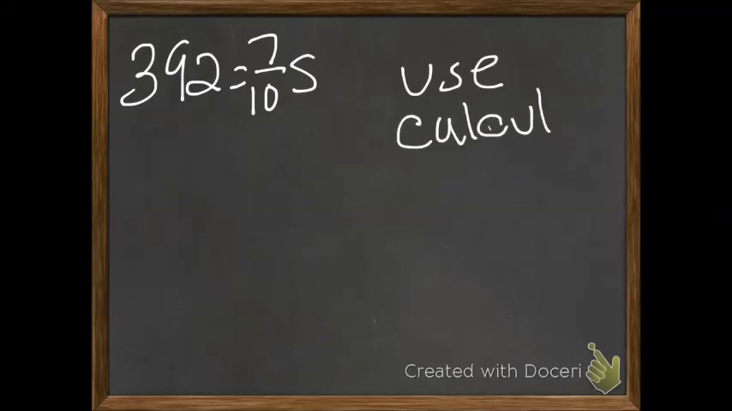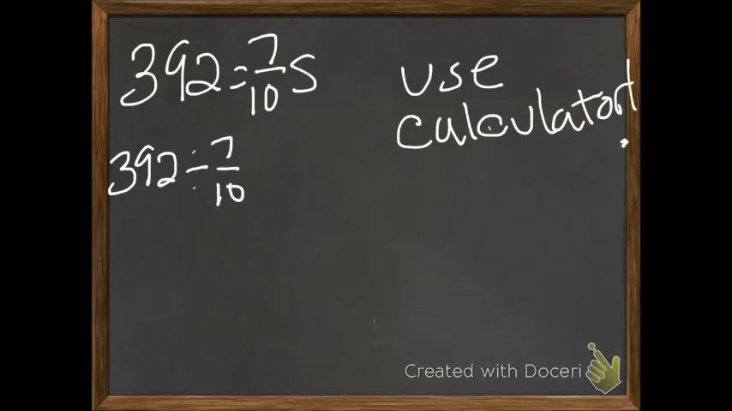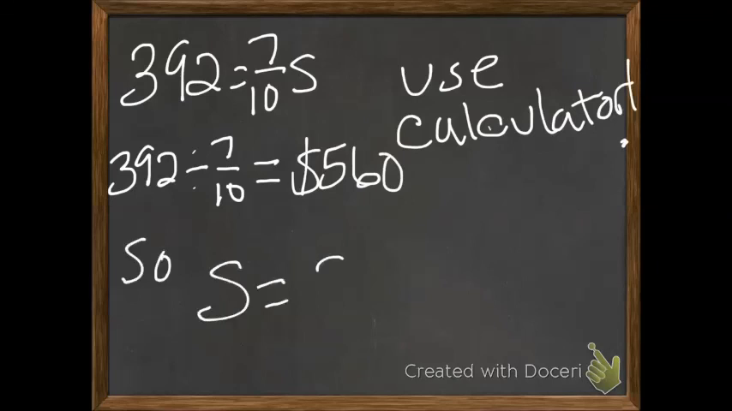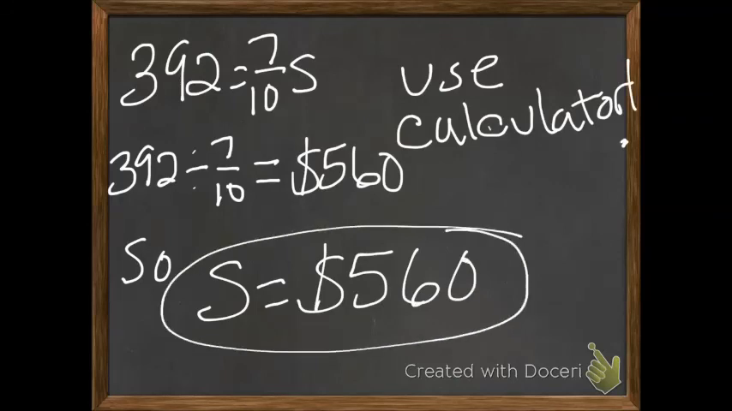At this point, I'm going to use a calculator to solve my problem. I'm going to divide by 7/10 on both sides because 7/10 is being multiplied by my variable, so I do the opposite, which is division. When I type in my calculator, I get 392 divided by 7/10 equals, and I find out that's $560. So that means S equals $560. I know this is reasonable because it's more than the take-home pay. And your take-home pay is going to be less than your original salary.